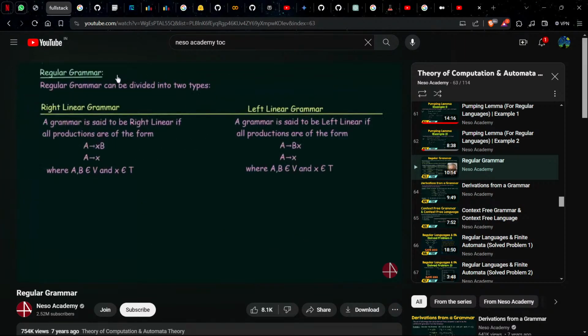Now let's come to regular grammar. Regular grammar can be divided into two types. The first one is right linear grammar, and the other one is left linear grammar. Let's see what is the meaning of right linear grammar and left linear grammar, and try to find out the difference between them.